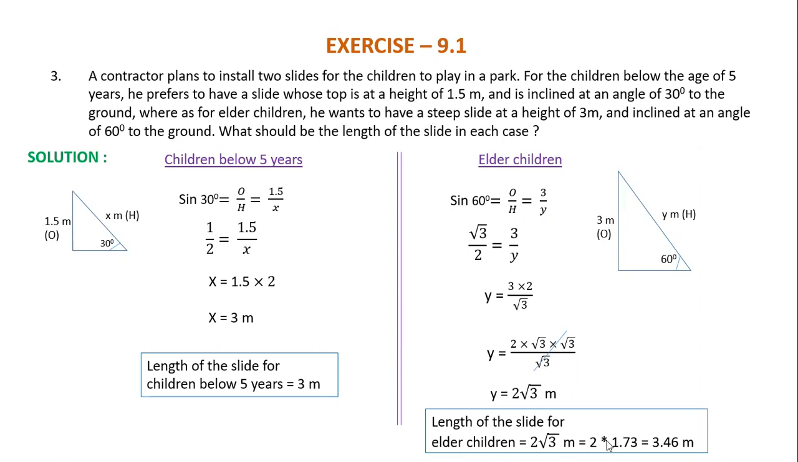That is 2 into 1.73. 1.73 is the value of root 3. So it is 3.46. 3.5 meters should be the length of the slide. Okay. This is for elder children, 3.5 meters, and for younger children, it is only 3 meters. That is this slope length, and this slope length.